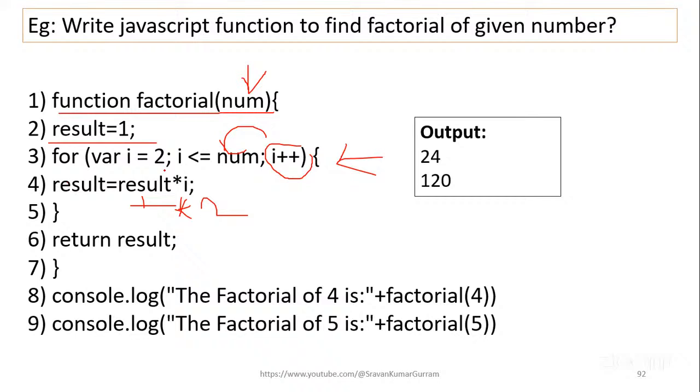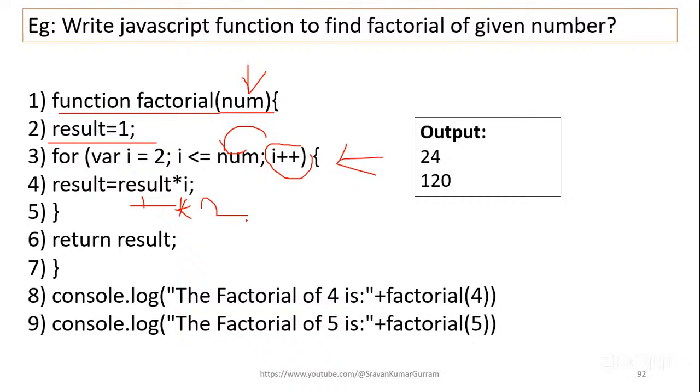In this case, the I value is 3, so 1 into 2 into 3. Again I plus plus, I becomes 4. 4 is less than or equal to 4, true. Result into I. In the previous iteration, the result was 1 into 2 into 3, now into 4. Again I plus plus.